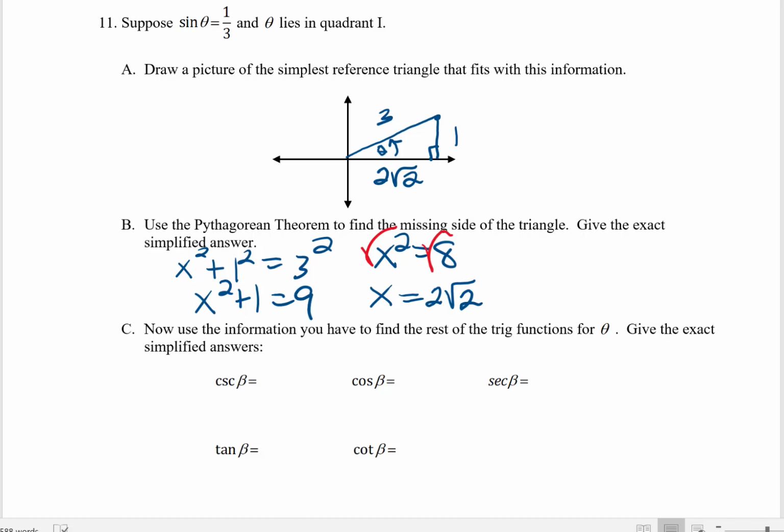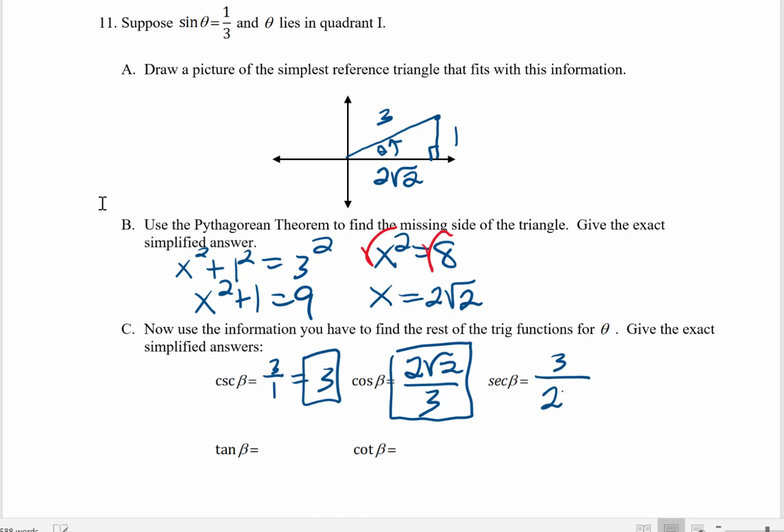Now that I have that, I can find any trig ratio that I desire. We already knew the sine ratio. I can find all the rest using this picture. Cosecant, of course, is just the reciprocal of the sine ratio, so that would be 3/1, or 3 when I simplify it. Cosine is adjacent over hypotenuse, so it looks like 2 square root of 2 over 3. The secant ratio reciprocates the cosine ratio, so 3 over 2 root 2.